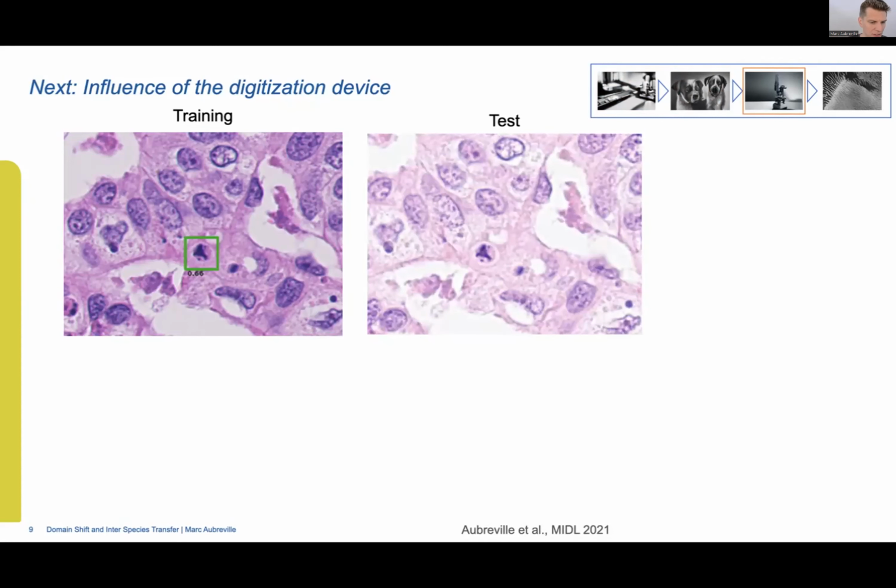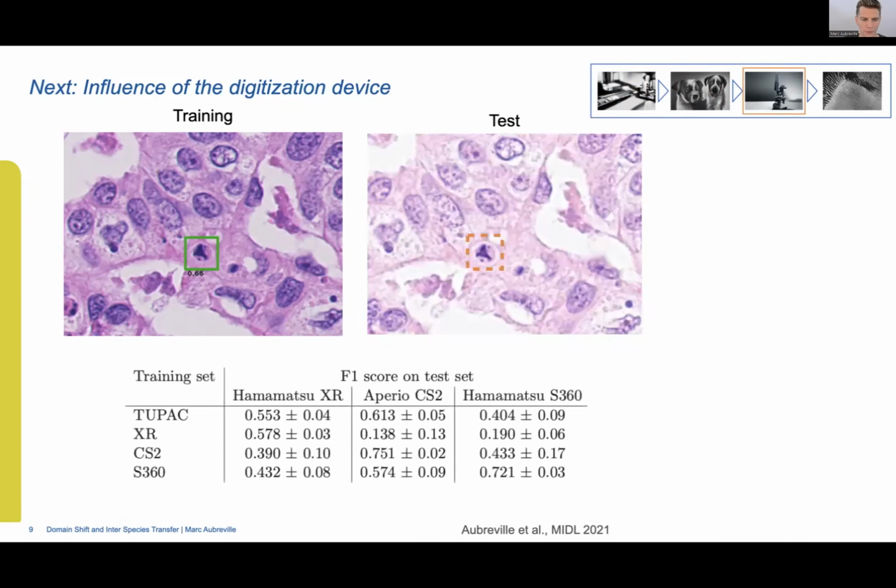So there are actually a lot of problems associated with it, and it leads to a really strong drop in performance, as we were able to show in this table. So you can see that if you go from the same device here, and here, then you have a much stronger performance than if you go cross device without any specific augmentations against that.